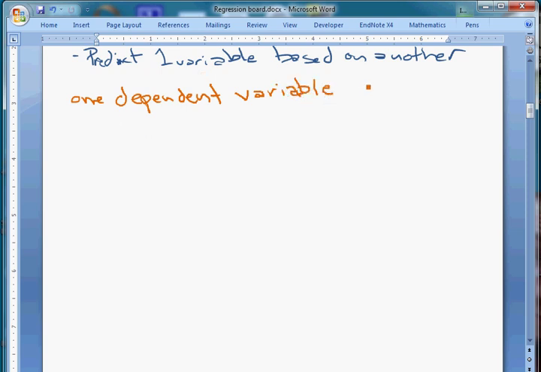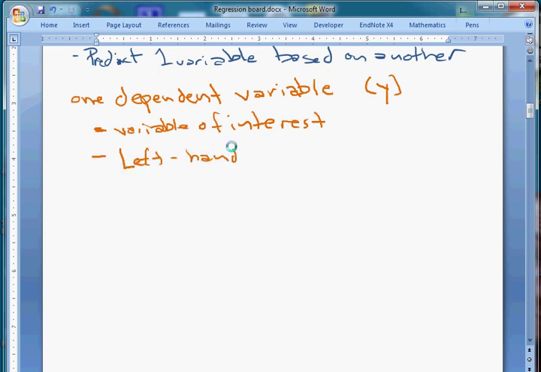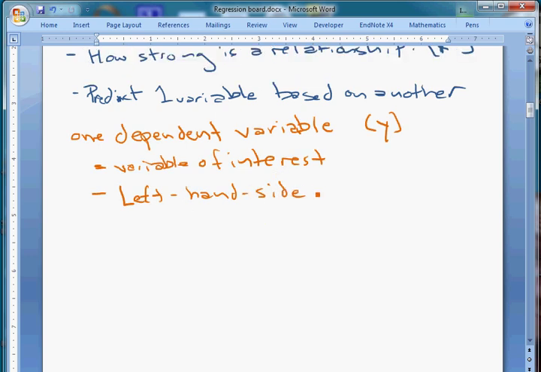Usually we denote it y, and some other names for it might be the variable of interest, or the left-hand side variable. Some people will abbreviate that as LHS, so I'll write that here for you. And then on the other side, on the right-hand side of what's going to be our model, we're going to have independent variables. Independent variables can come in all sorts of varieties. We'll look at a few.